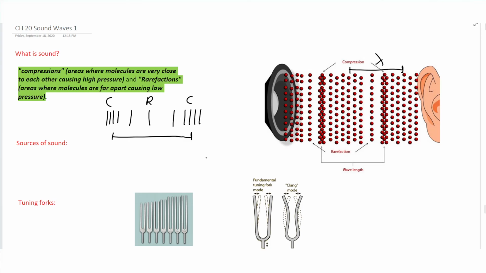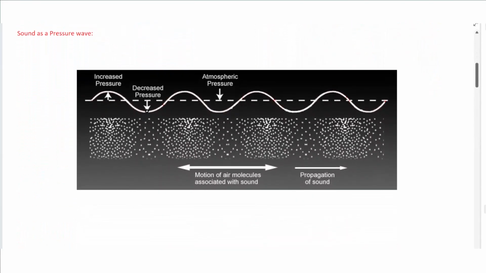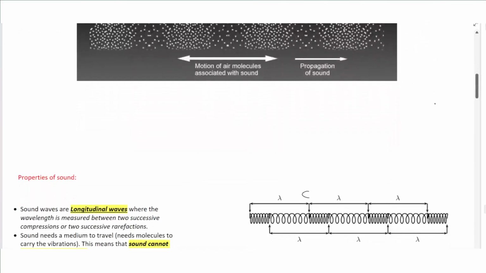Now, sound is produced by vibrating objects, so any vibrating object emits compressions and rarefactions in the surrounding area. So sound waves are released. And you can say that a sound wave can be represented as a pressure wave. So if you draw a pressure graph, you will have a high pressure at a compression, low pressure at a rarefaction, and the central line would be the atmospheric pressure in the room or the area.